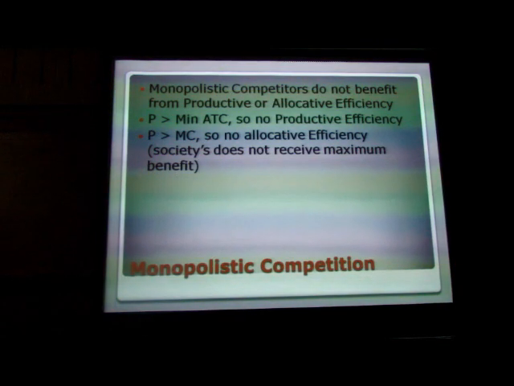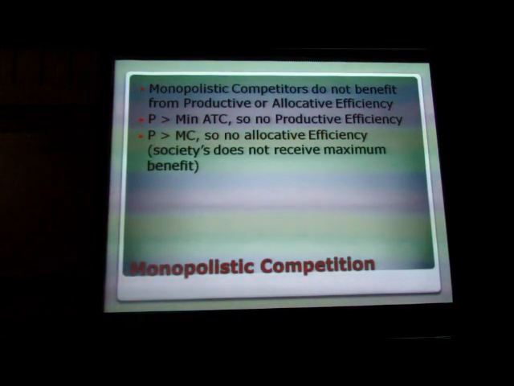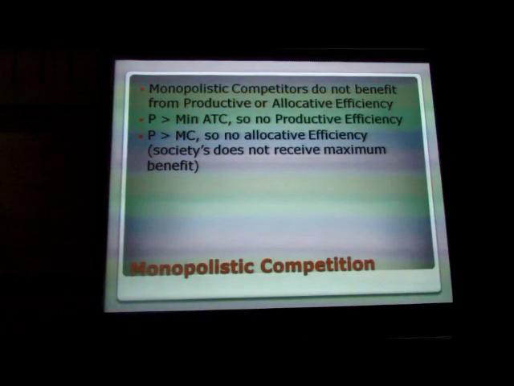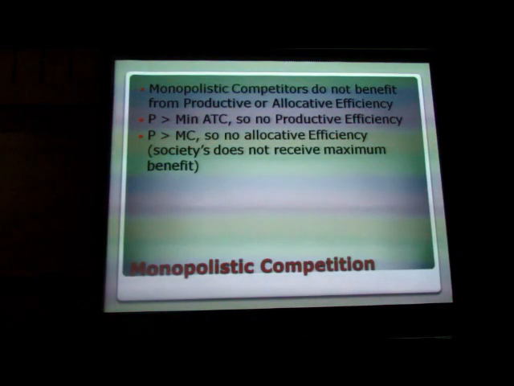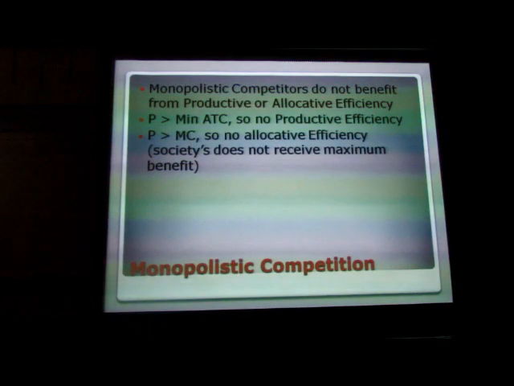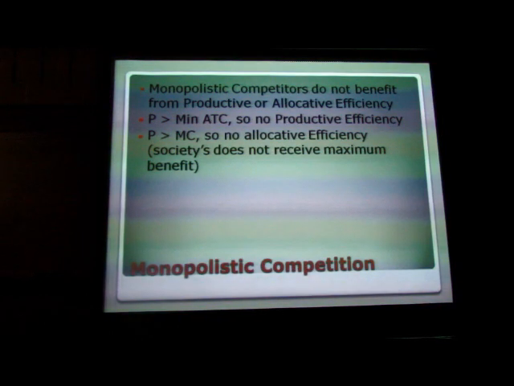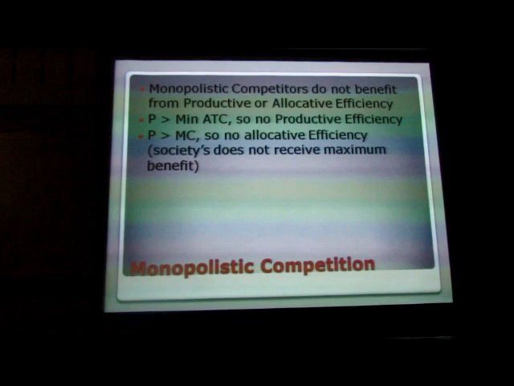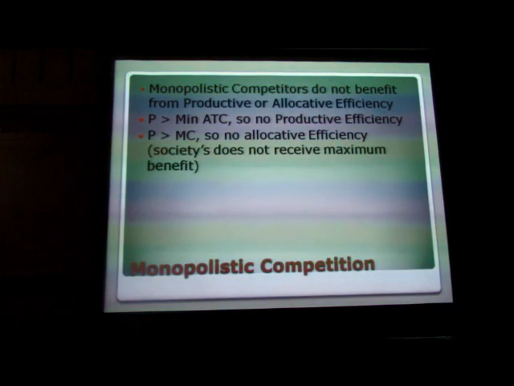You can't really avoid the fact that anything other than a perfectly competitive firm is somewhat inefficient. Now, monopolistic competition should be more efficient than a monopoly, and we'll take a look at that graph in a second and see that in fact it's probably a lot closer, but it's still not quite efficient.